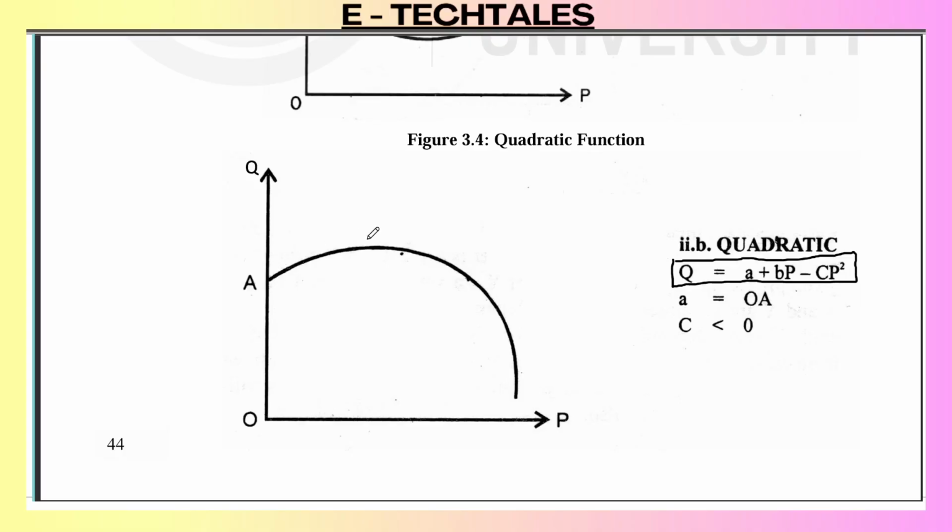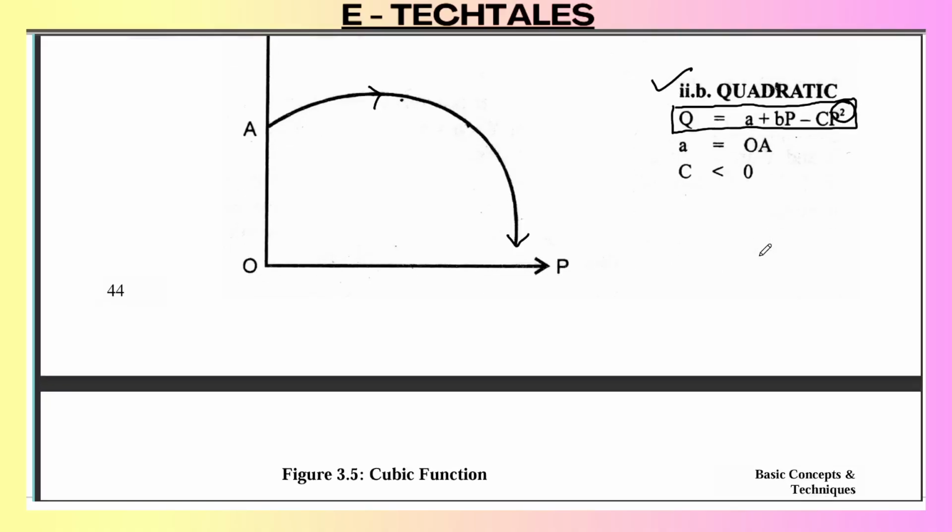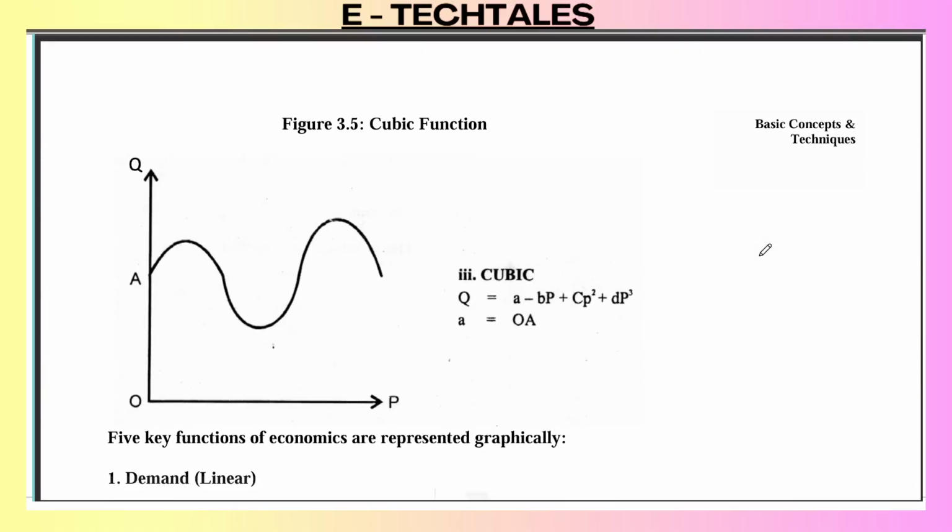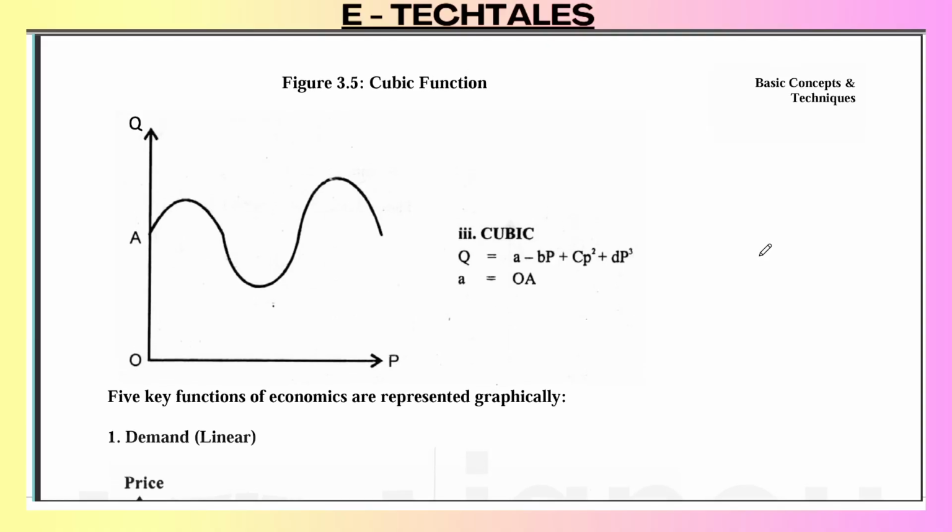This is actually the graphical representation for this equation, okay? And they are important for your understanding only, okay? So I hope you have understood this. There's another square here. Let's move to the cubic one. Only one is there basically.